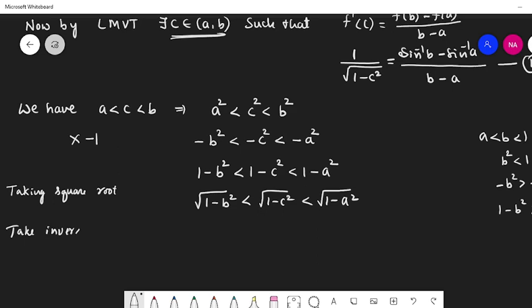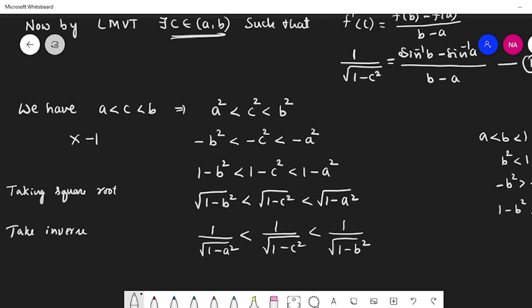Now take inverse. If a is less than b, then taking inverse, the inequality reverses. So 1 by square root of 1 minus a square is less than 1 by square root of 1 minus c square, which is less than 1 by square root of 1 minus b square.